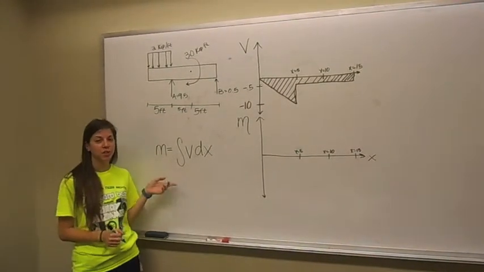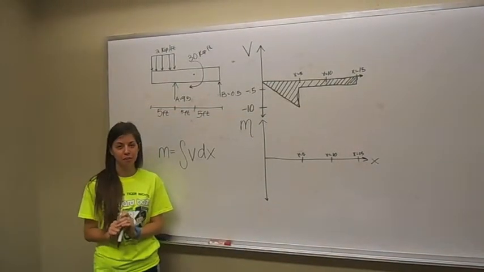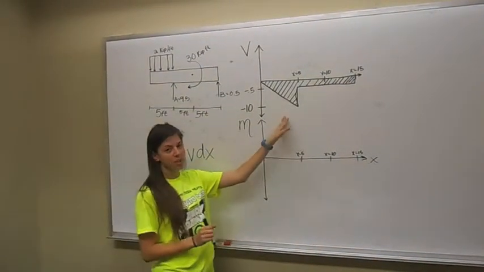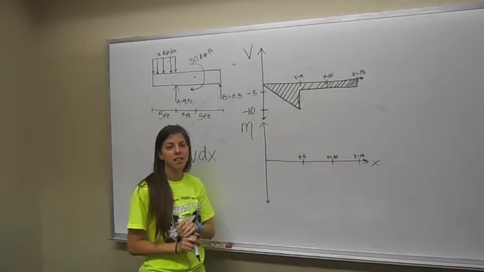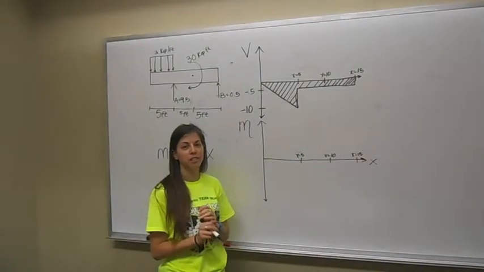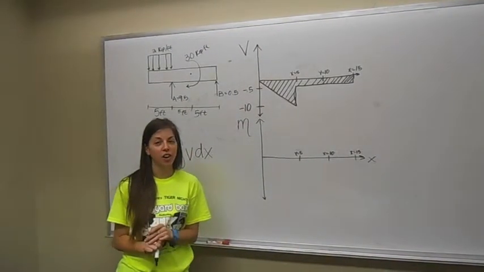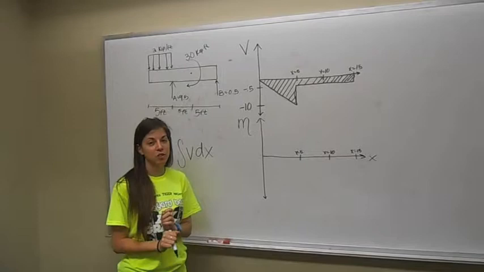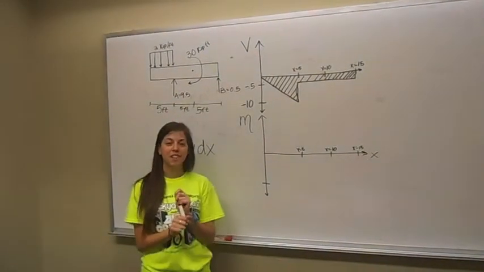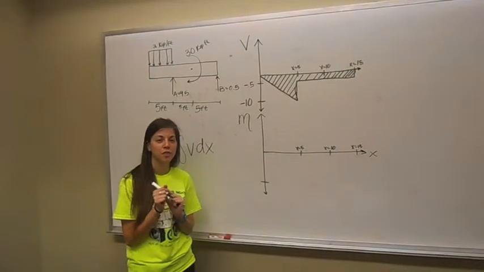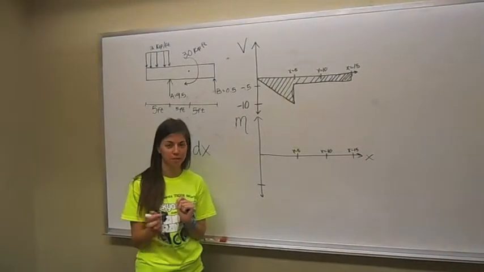The next thing we're going to do is find the moment diagram, and we use the equation that the moment is equal to the integral of V, which means the moment is equal to the area under the curve of V. So we look at the shear diagram, and we know that from 0 to 5, it's linear, which means the moment is going to be parabolic. We know that the area under the curve of V is -25 because it's below the x-axis, which means the moment diagram is going to be parabolic, ending at -25.